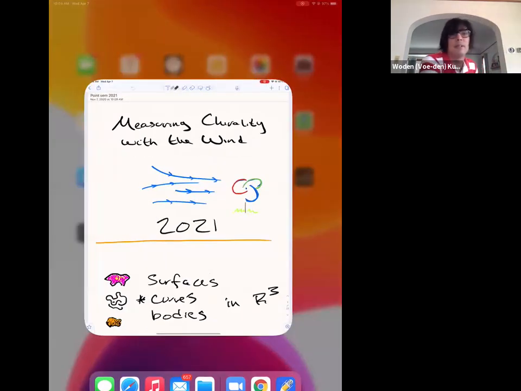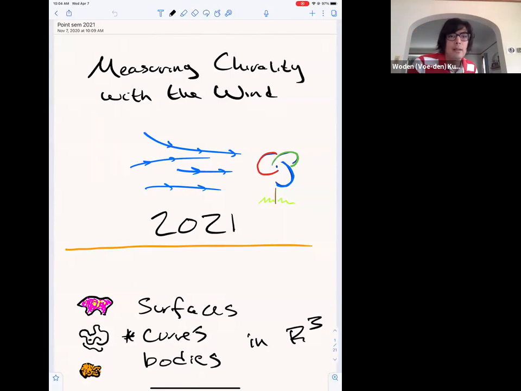All right, so let's see. Let me pull up the screen here. And so what do I really want to get to? We're talking about measuring chirality with the wind.